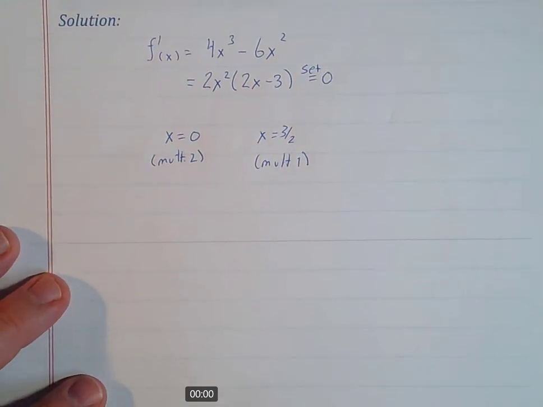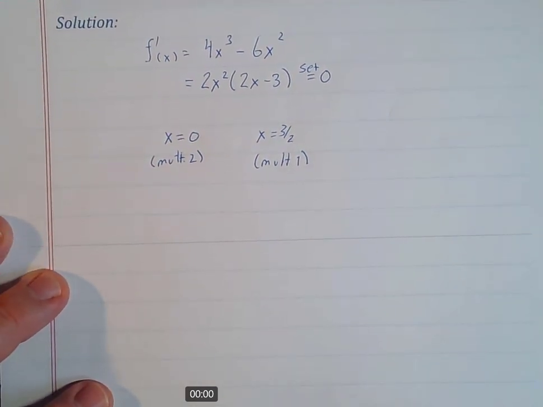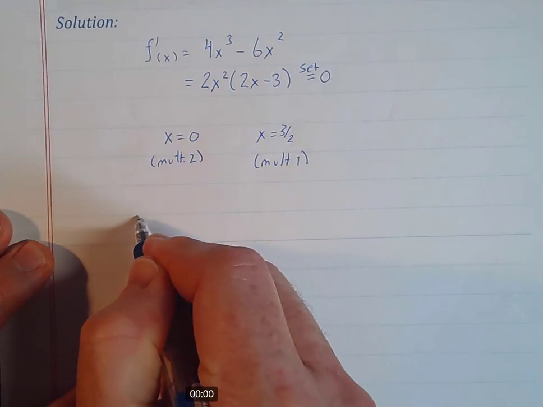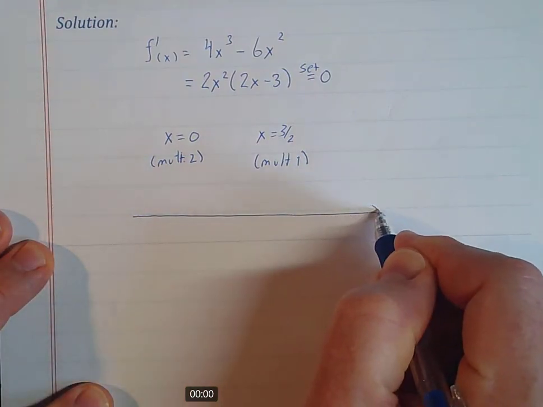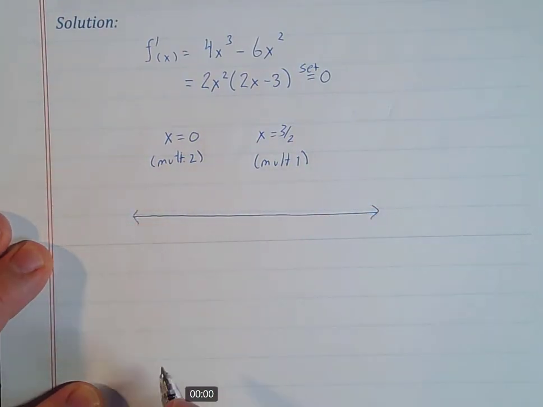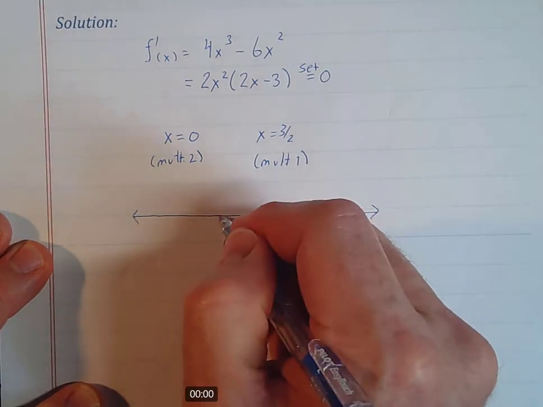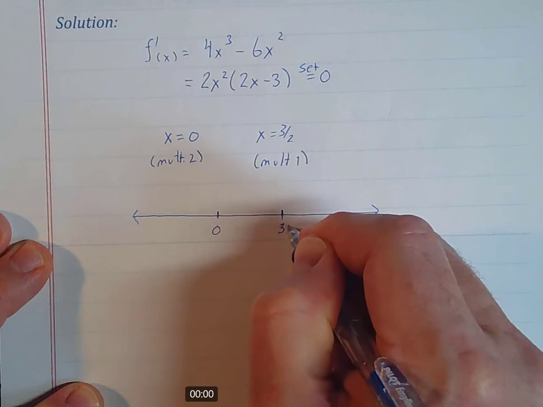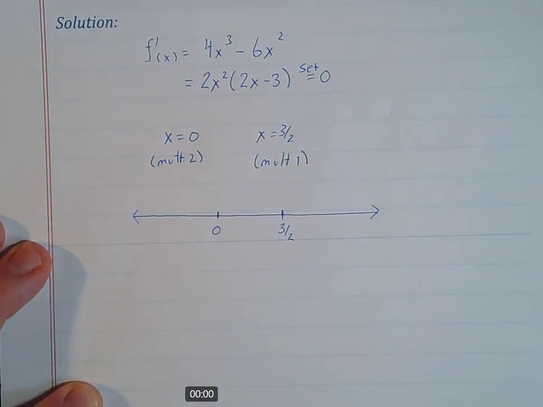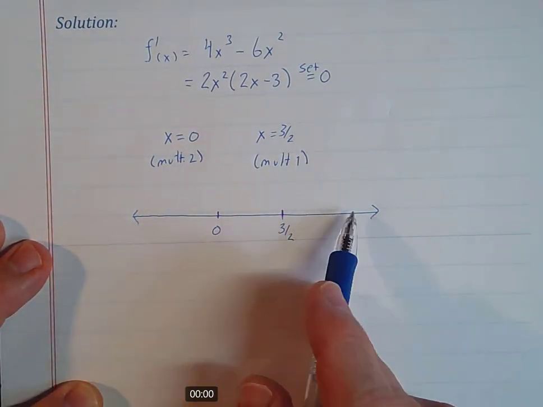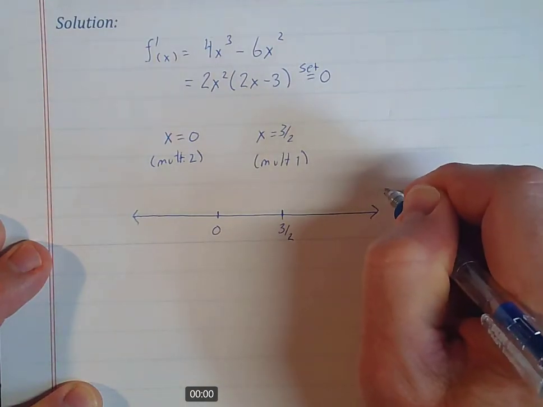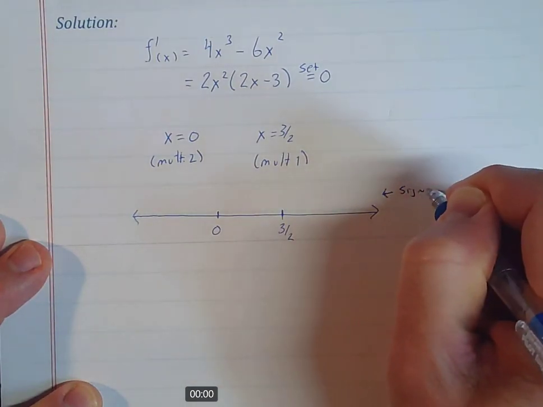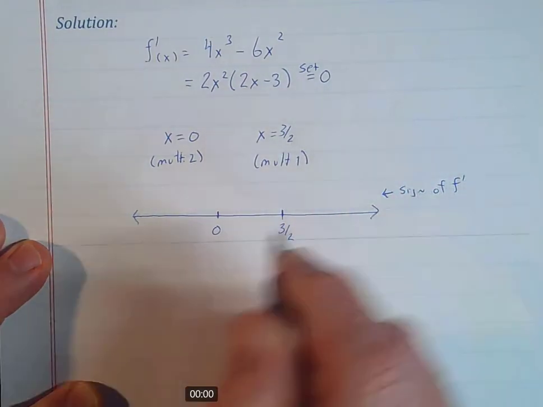All right, so what I'm going to do now is create myself a sign chart. I've got my sign chart, and I see that x equals 0 is an important number, and x equals 3 halves is an important number. I want to know what happens between these. So up here, I'll put the sign of f prime.